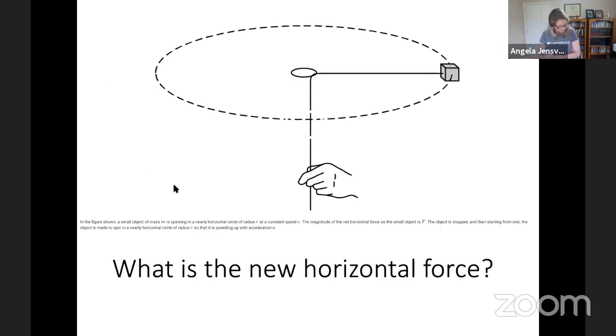Took forever. Okay, so right now, this object has a mass m, radius r, and a constant speed v, okay? And under those conditions, the sum of forces on the object is F. Then they stopped it, started from rest, and they spin it so that it's speeding up with an acceleration A. What's the new force?